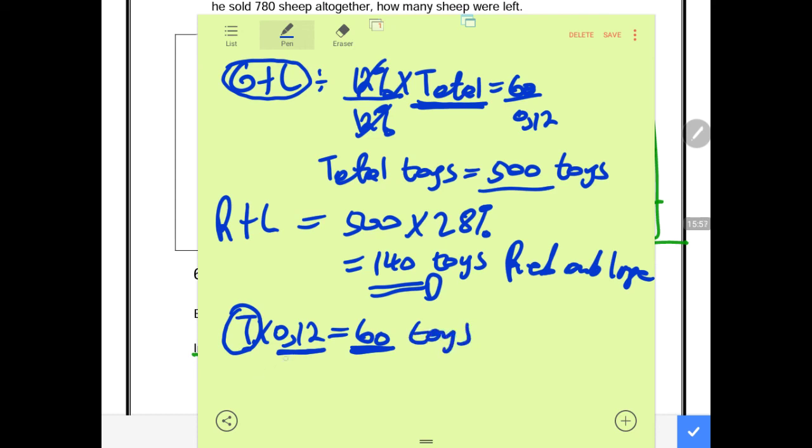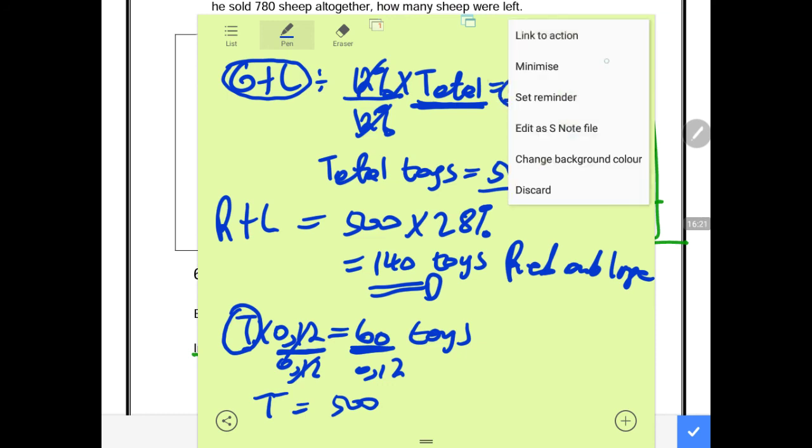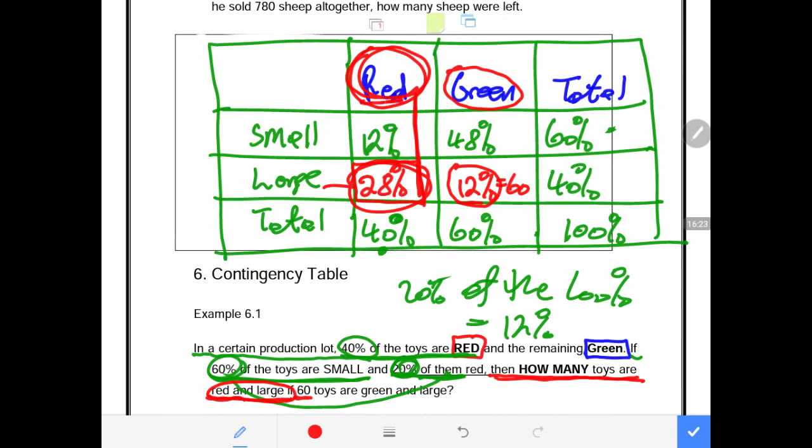So now hence we say divide by 0.12. Remember that, divide by 0.12, then the total toys will be 500, of which 12% of those toys are green and large, and that 12% of them that are green and large, it is the one that is total 60. Therefore now we say the 500 multiply this by 28%, meaning by those that are red and large. Therefore now it means it is 140 toys that are red and large.